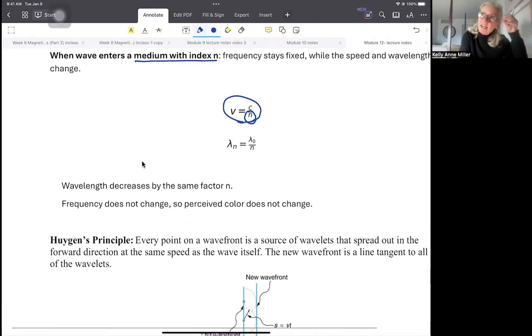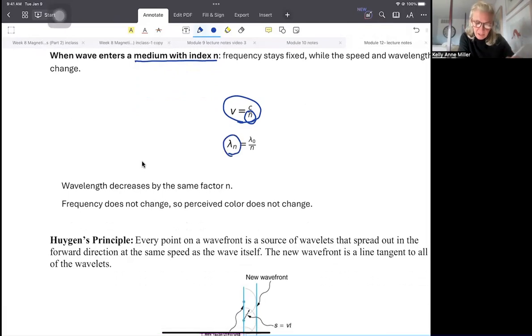Similarly, if a wave had a certain lambda traveling through air and then it hits water, the wavelength is going to change. It's going to shorten, right? It's going to shorten when it goes to the higher index, because it's going to get divided by the index of refraction for water. So wavelength decreases by the same factor n.